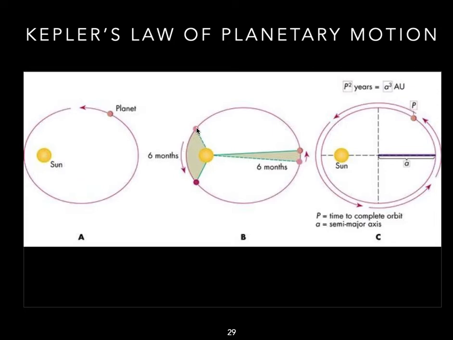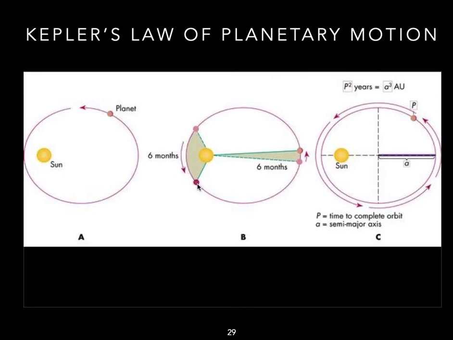That means it has to be going more slowly. Over here, the planet went much further in 6 months, which means it has to be going much faster. Here's the takeaway. When the planet is furthest from the sun, it's moving the most slowly. As the planet moves closer and closer to the sun, it speeds up until at its closest approach, the planet goes as fast as it ever will.